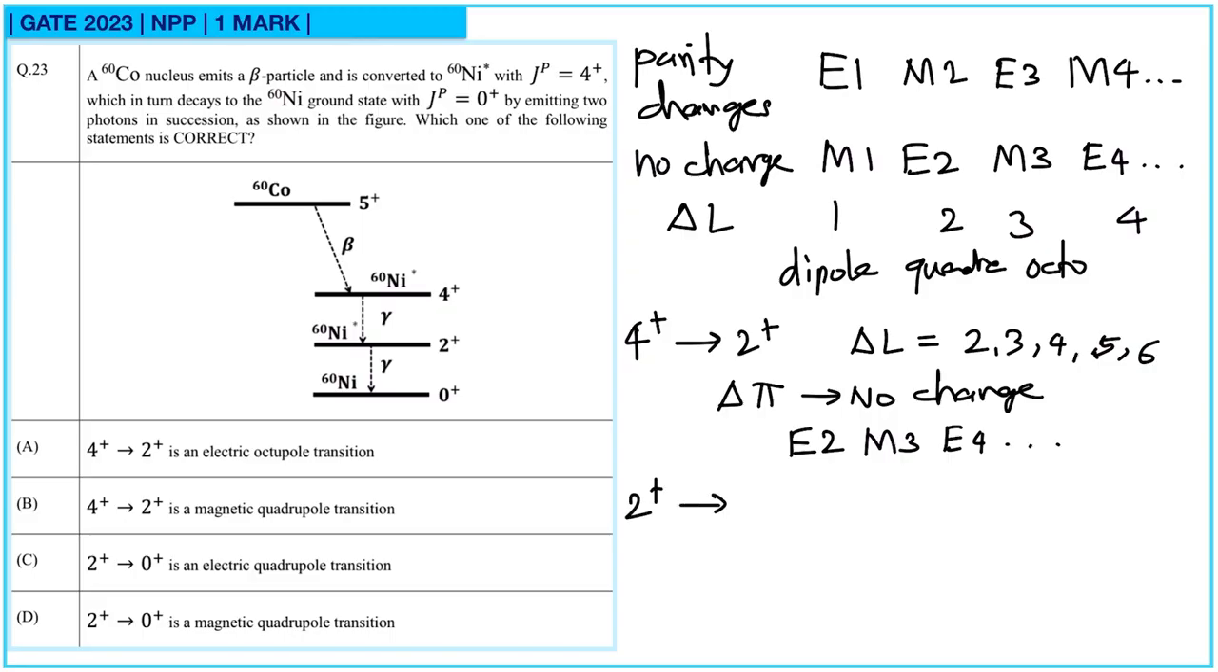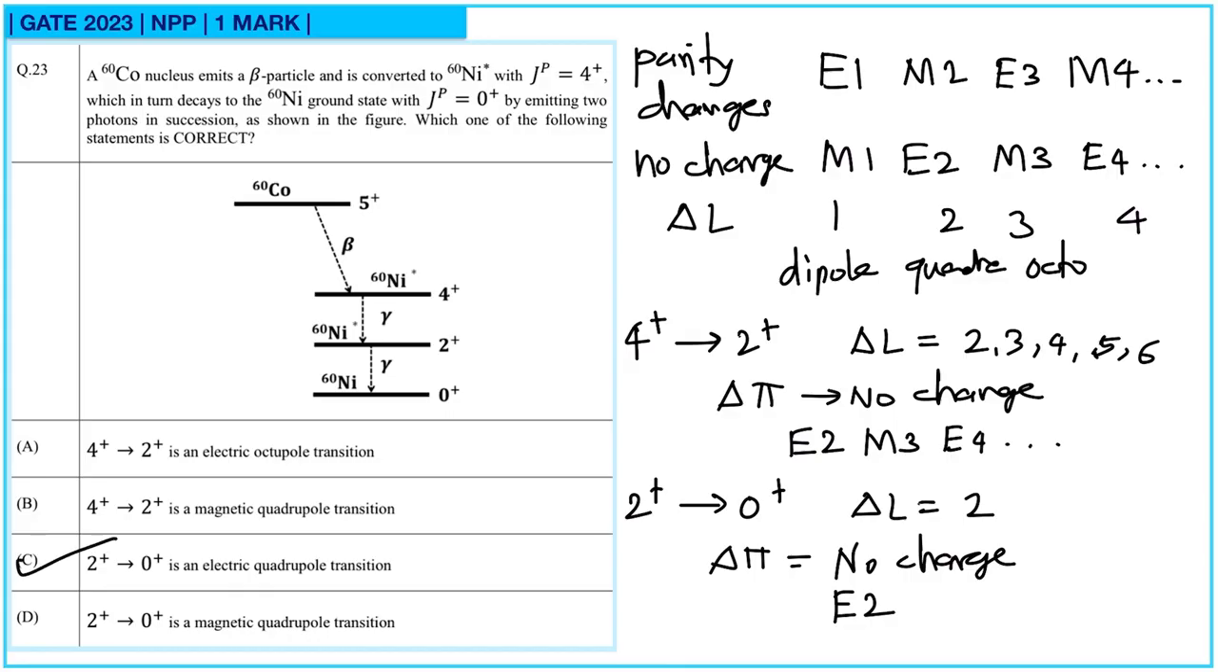For the second case, 2 plus goes to 0 plus. So here delta L is equal to 2 minus 0, 2 plus 0. So delta L is equal to 2 only. And delta pi, so there will be no change. Parity is not changing. So here transition is E2 transition only. So E2 means it is electric quadrupole transition. So option C is correct.